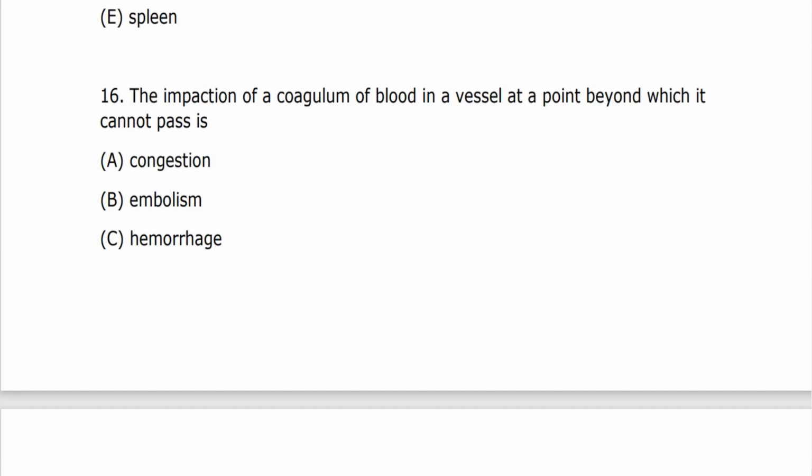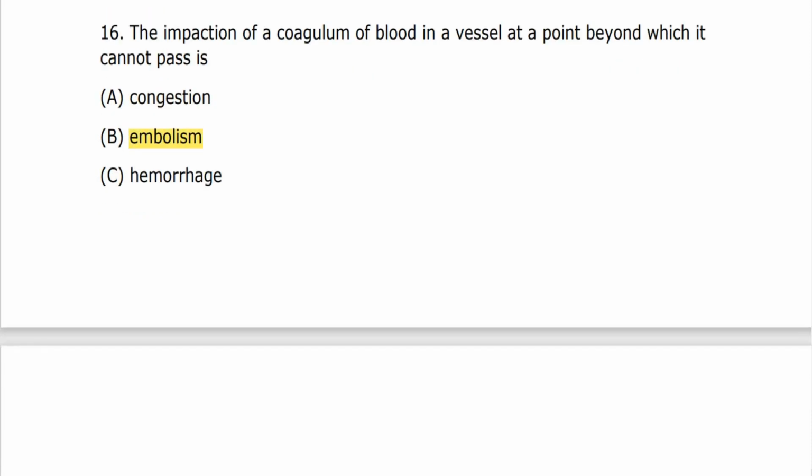Question number 16. The impaction of a coagulum of blood in a vessel at the point beyond which it cannot pass is called... I think this is straightforward, I won't waste time on it. That's an embolism. Whether it is blood or any substance at all that dislodges and impacts at an end point along the vessel that it cannot pass, maybe because of size, we say that's embolism. It can be air, blood, clot, anything really.